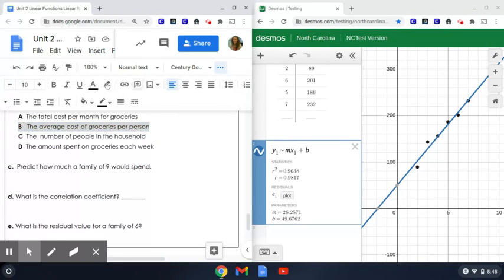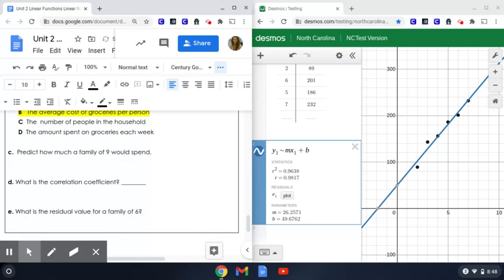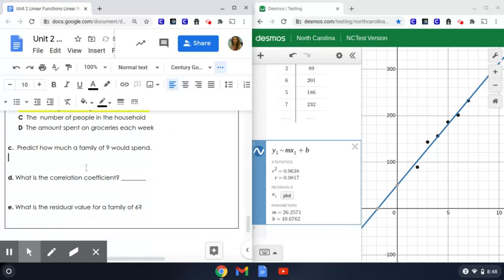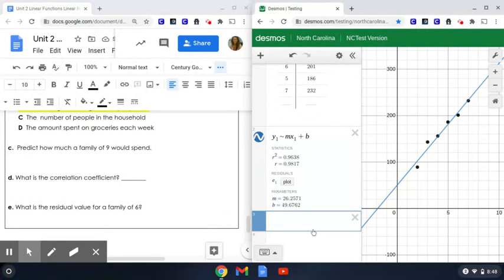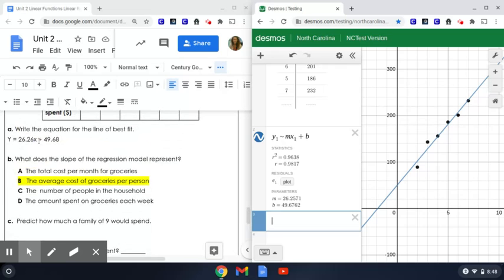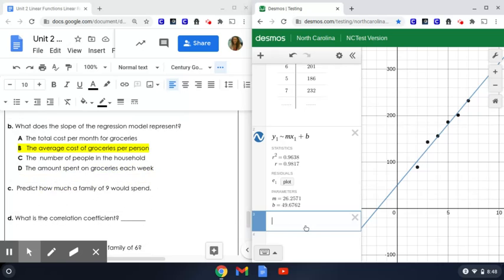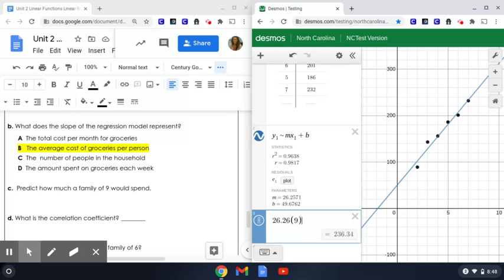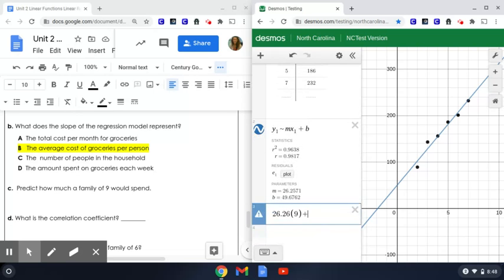All right, and the next part says to predict how much a family of 9 would spend. Well, to make a prediction, we need the line of best fit, and we can plug in for a family of 9. Remember, 9 is the X, the number of people. So we're basically just going to use our equation, and we're going to plug in a 9 for the X. So we have our slope, which is 26.26, and we're going to plug in 9 and add on our y-intercept.